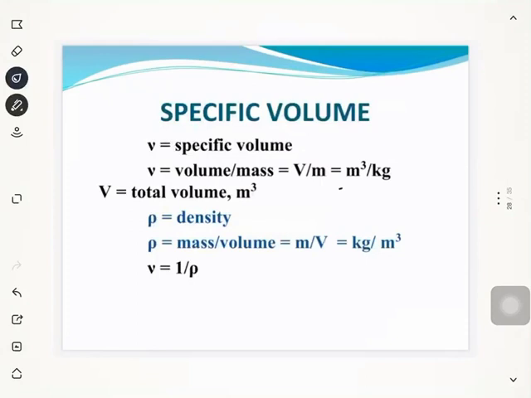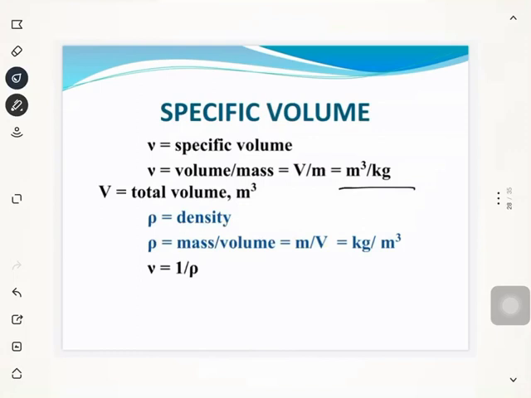So let's proceed to the thermodynamic properties of the system. First we will discuss the specific volume, wherein the specific volume is equivalent to volume per unit mass. In SI units, this is m cubed over kilogram, or m cubed per kilogram.